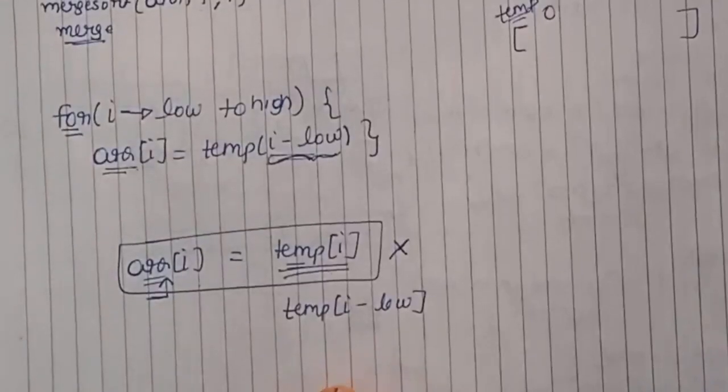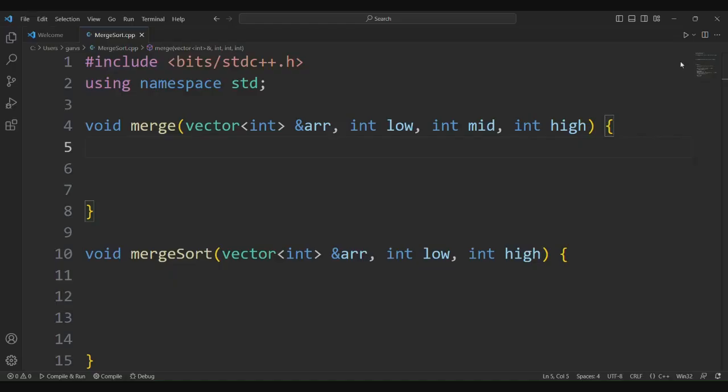So now the code for this merge procedure is completed, and now we will move on to the Visual Studio Code to see the actual implementation of this merge sort algorithm. So here I will be writing the code for the merge sort algorithm in the C++ language, but if you have understood the concepts, then you can write its code in any of your preferred languages.